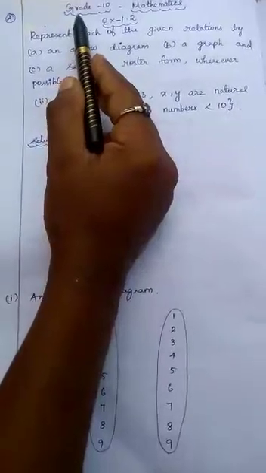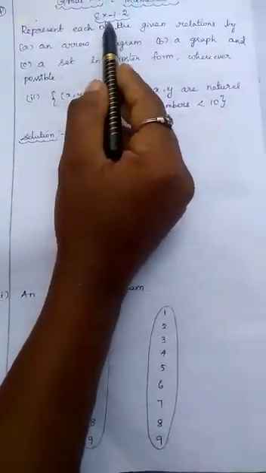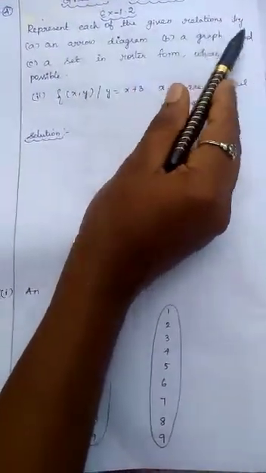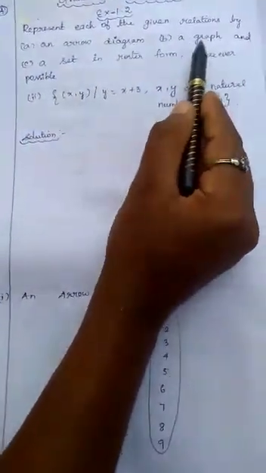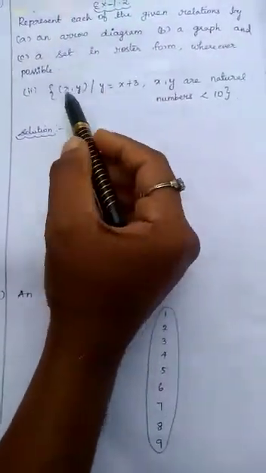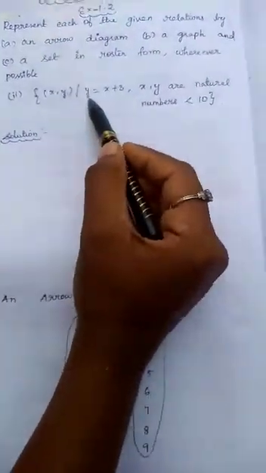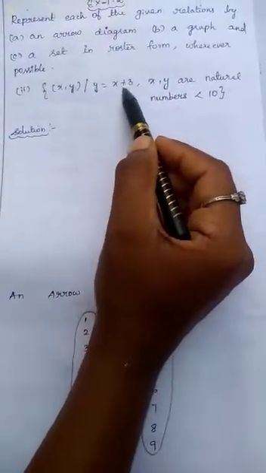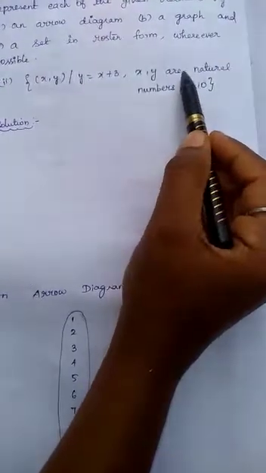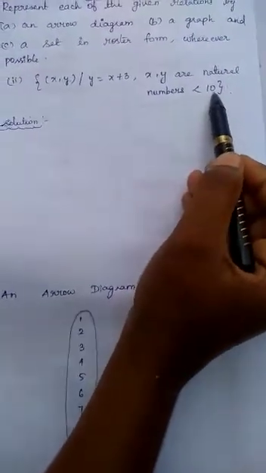Students, this is grade 10 mathematics, exercise 1.2, fourth sum. Represent each of the given relations by an arrow diagram, graph and set in roster form, wherever possible. (x, y) where y is the function x plus 3, x and y being natural numbers less than 10.